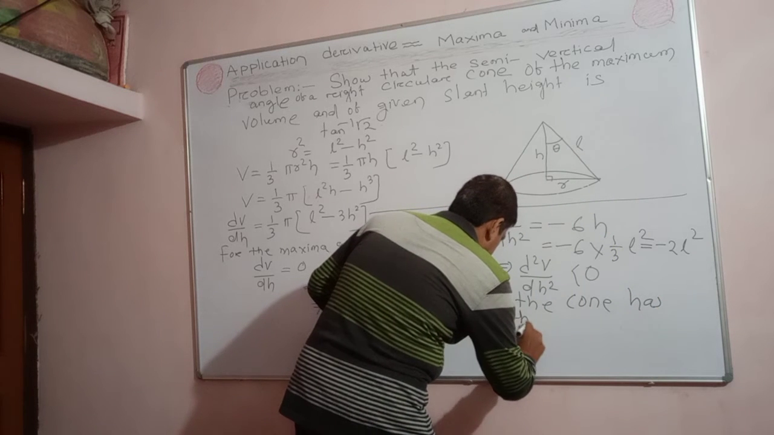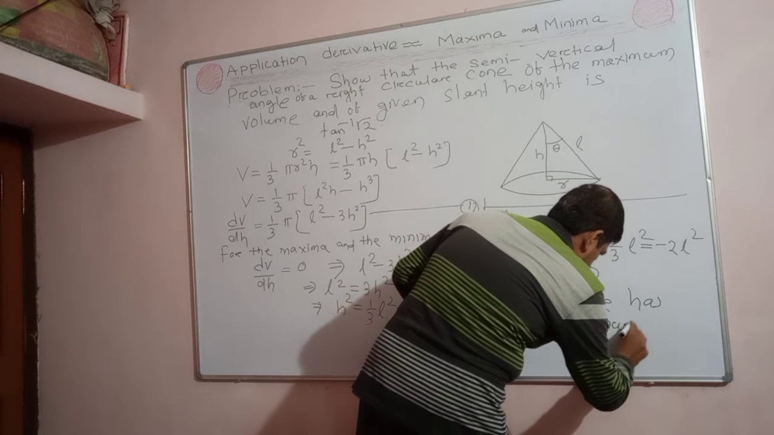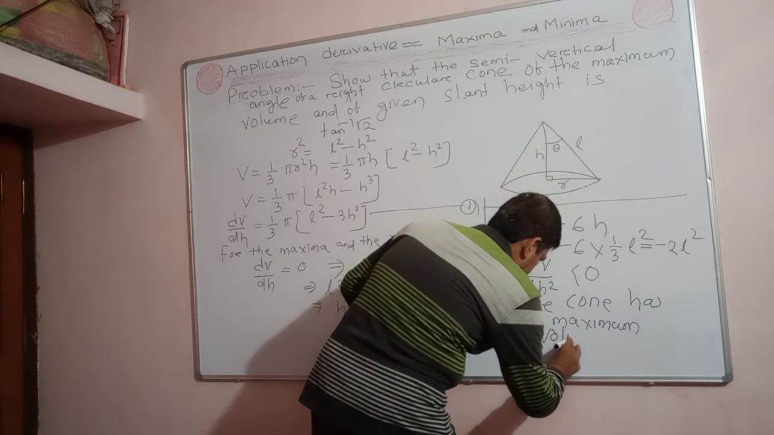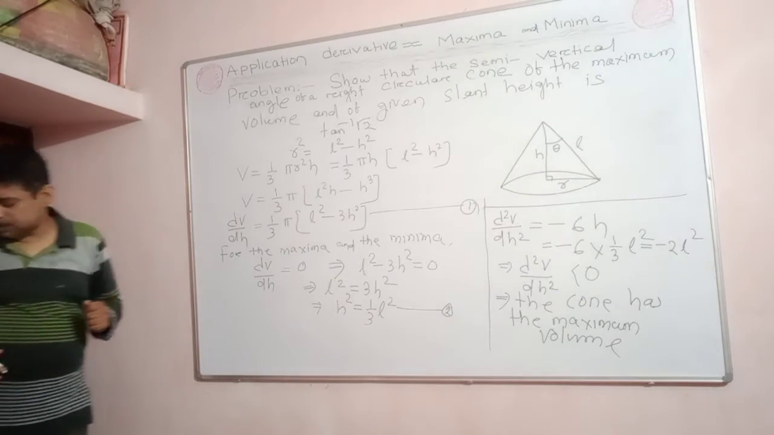And the right circular cone has the maximum volume.